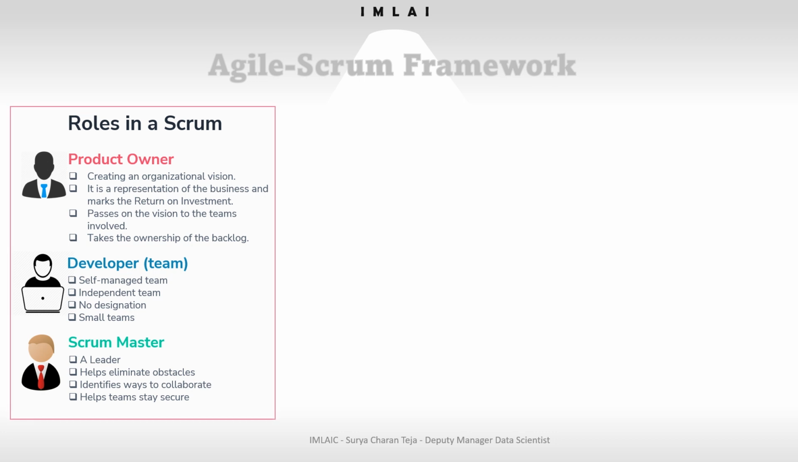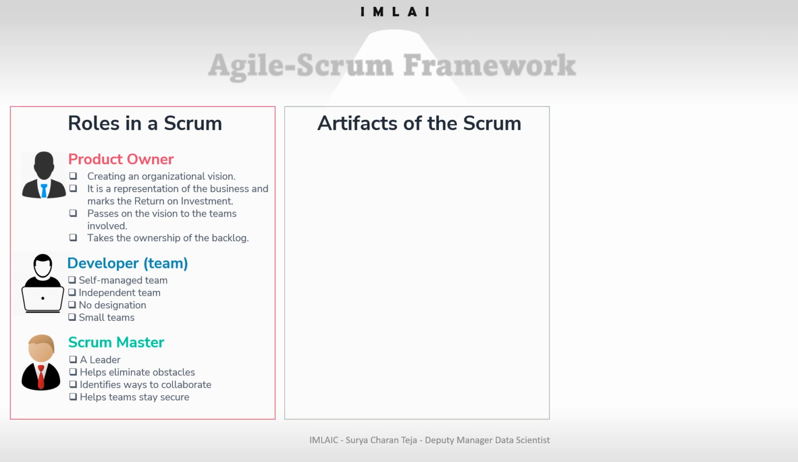So now let's move on to the various artifacts of the Scrum. Documentation is used for progress in work and not collaboration. So working software always measures this progress.